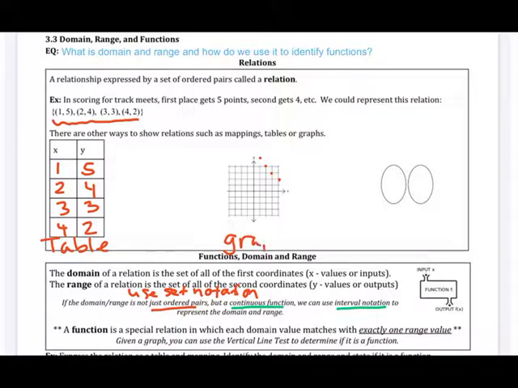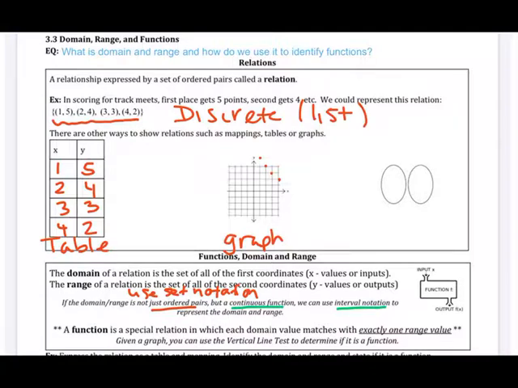We could represent our relation as a graph. Notice I'm not connecting these dots because there's no second and a half place. There's no 3.5 place. There's a first place, a second place, a third place, and a fourth place. And what we're talking about here is some discrete numbers, which just means not all the numbers in between, not everything between 1 and 2, but exactly 1, exactly 2, exactly 3, exactly 4. So discrete numbers are going to be listed.